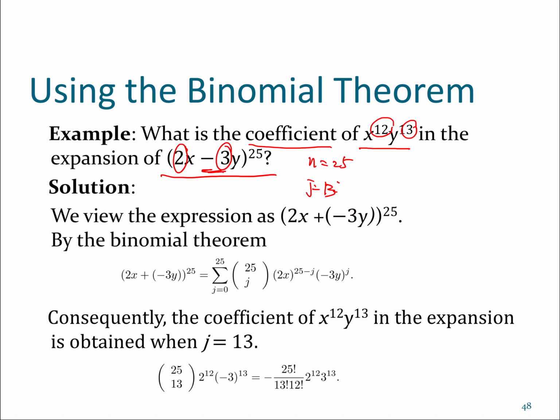Here, using the binomial theorem, the number shall be 25 choose 13, and then x's coefficient is 2, to the power 12, and y's coefficient is minus 3, to the 13th power. And this is the final answer for this example.